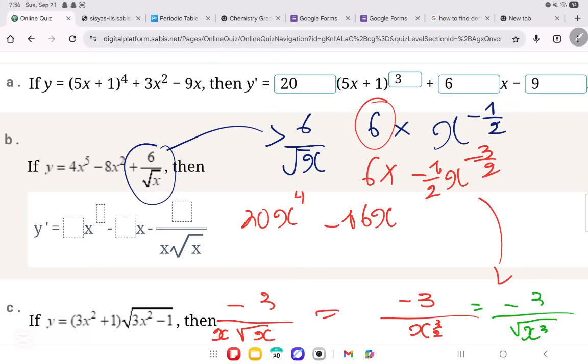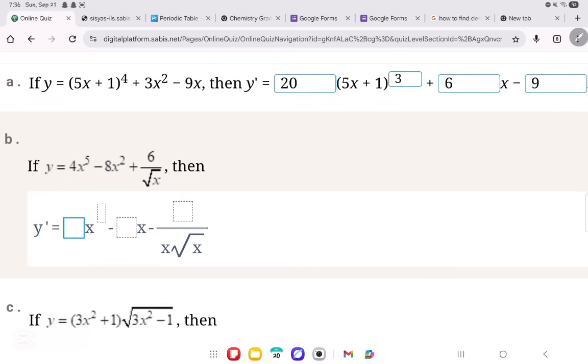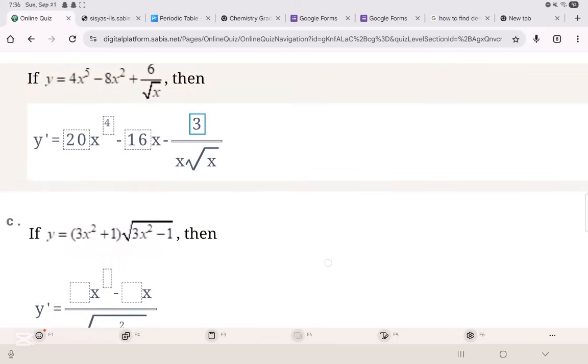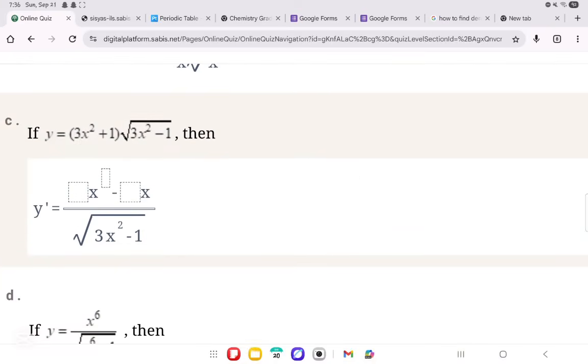Okay, if you don't understand why, because we took away from this 2, right? We separated into x squared and then x. And then what's radical x squared? It's x. So you take it outside and you're left with x radical x. Okay? So it becomes minus 3 over x radical x. So it's 20 to the power of 4 minus 16x minus 3 over x radical x. Very, very important. Part C.